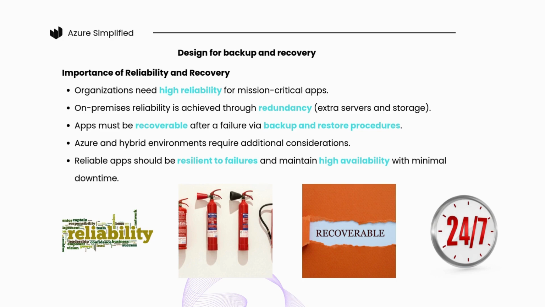Importance of reliability and recovery. Organizations need high reliability for mission-critical apps. On-premises reliability is achieved through redundancy, extra servers and storage. Apps must be recoverable after a failure via backup and restore procedures. Azure and hybrid environments require additional considerations. Reliable apps should be resilient to failures and maintain high availability with minimal downtime.